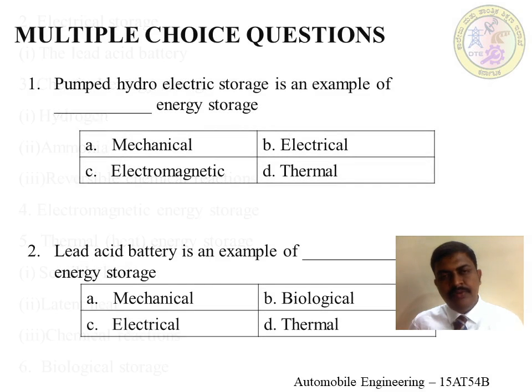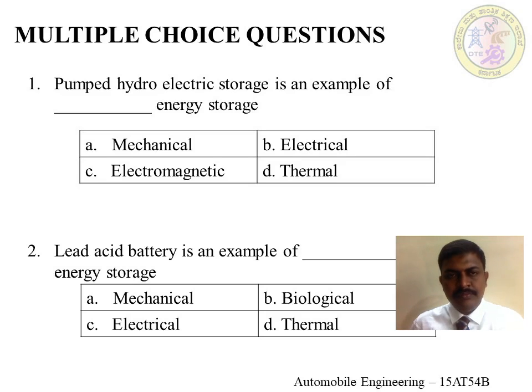We'll solve a few multiple choice questions in today's session also, so that we can have a winding up session after completion of these multiple choice questions. First question: pumped hydroelectric storage is an example of dash energy storage. The options given here are mechanical, electrical, electromagnetic, and thermal, and the right answer is mechanical.